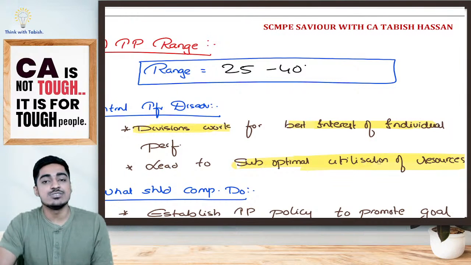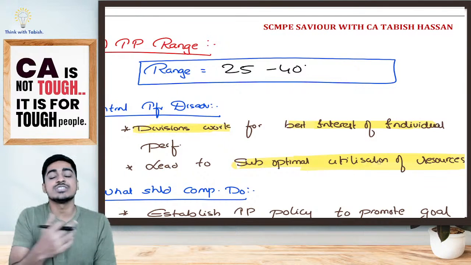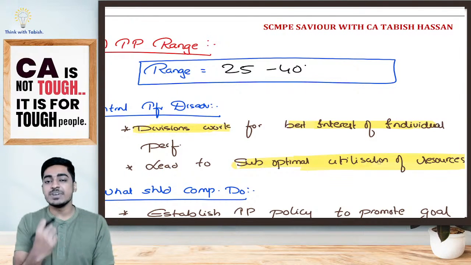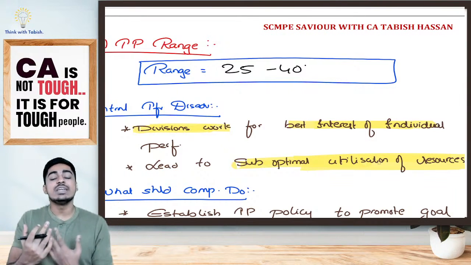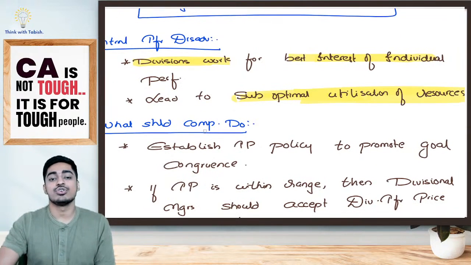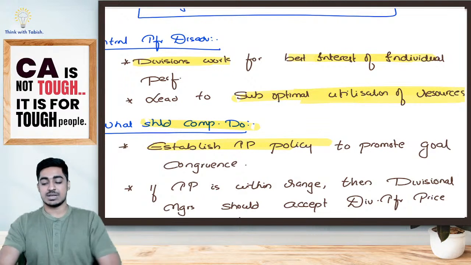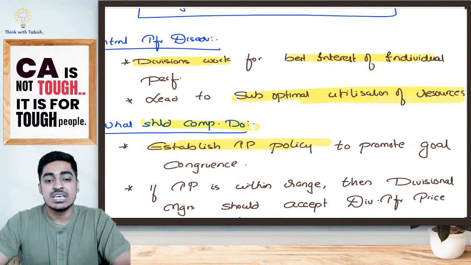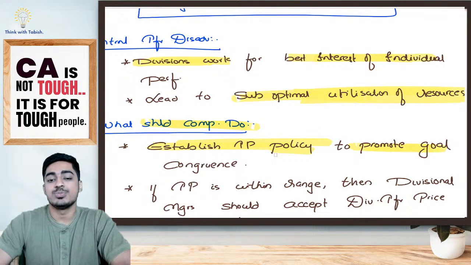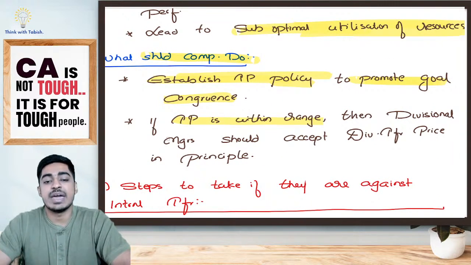Yes or no? In this case, we saw ideally for the company transfer should happen, but they are not willing. He is telling I will give 18 rupees only, so transfer is not happening. So yes, because of internal transfer, we have two disadvantages. Divisions are only looking at their performance, so it will lead to suboptimal utilization of resources. So to overcome this, what should the company do? The company should establish a transfer pricing policy. The company should tell in this range transfer should happen. Should means should. There is no ifs and buts. The company should establish a transfer pricing policy to promote goal congruence. And if the transfer price is within the range, then the managers should accept the divisional transfer price in principle.